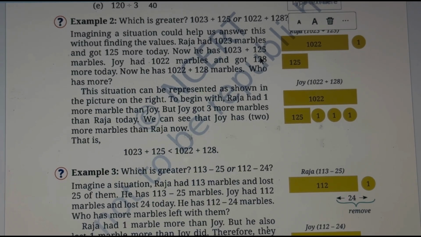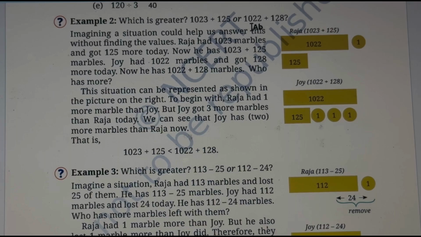Now let us see some other examples given over here. Which is greater? 1023 plus 125 or 1022 plus 120? Now here, imagine a situation which could help us answer this without finding the actual values. In the previous question, we found the actual values and then compared. But here there are some tricks given. So let us see what to do.